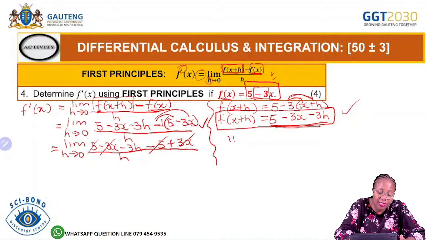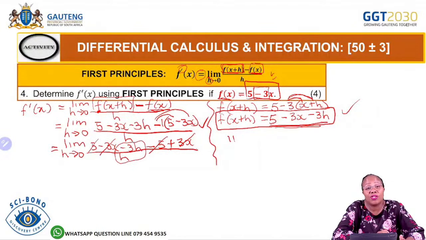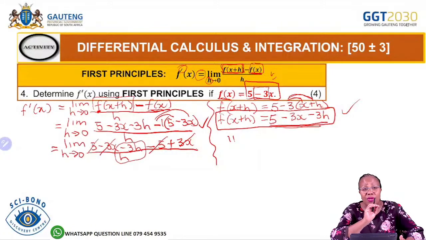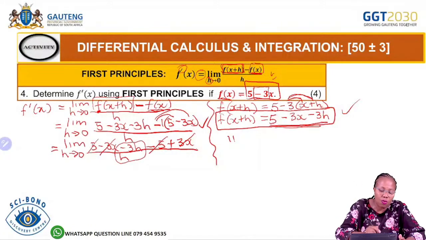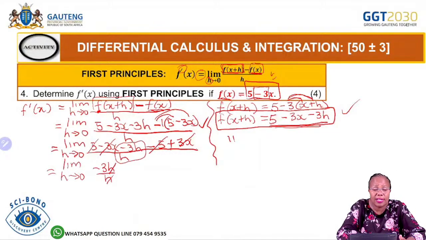And then as you can see now, you are left with only the terms that are having h's. Okay? At that step, the only thing that must remain is everything that is having h. The minute there's an x remaining there without an h, you must know you are going wrong. And then now we have the limit of h approaching 0 of minus 3h over h. Then at this stage, the h will cancel an h there, and your answer will be minus 3.